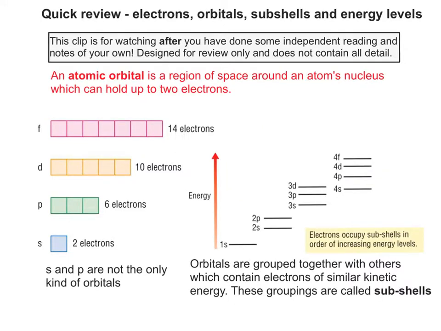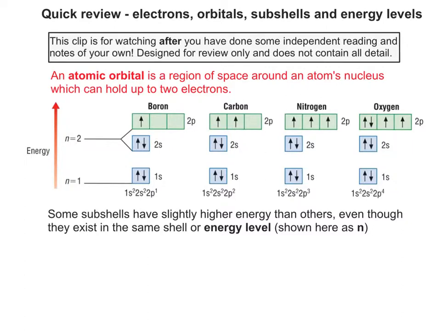Because as atoms get bigger, they contain more and more electrons, we take the orbitals that contain electrons that have similar amounts of kinetic energy and group them with others which contain electrons of similar kinetic energy, and these groupings are called subshells. Some subshells have slightly higher energy than others, even though they exist in the same shell or energy level, shown here as n.